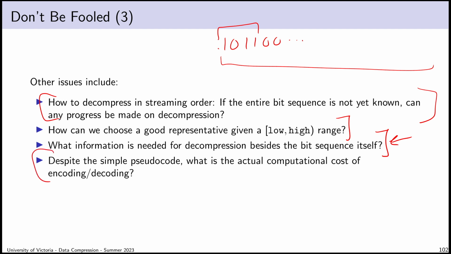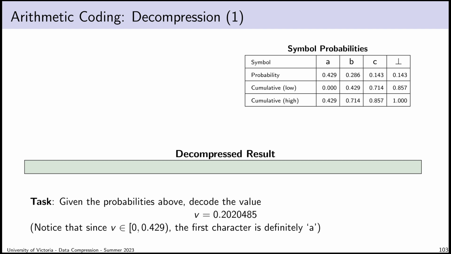And then finally, and I'll talk about this at the very end, what exactly is the cost of encoding and decoding? So I just said it's a textbook algorithm. It looks simple, but it isn't. So where is that coming from? I'll talk about that more at the end of this lecture, and then we'll unpack it in great detail in the next lecture. Let's do some decompression.